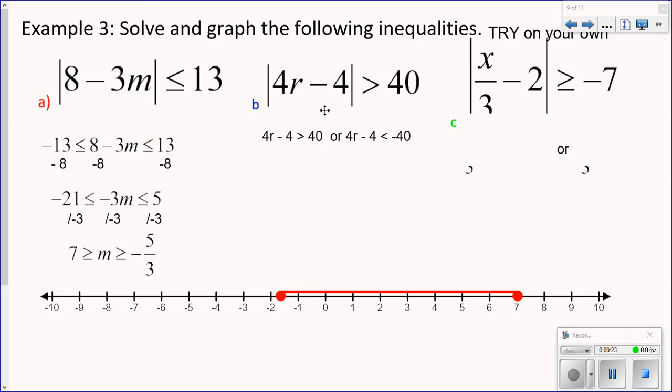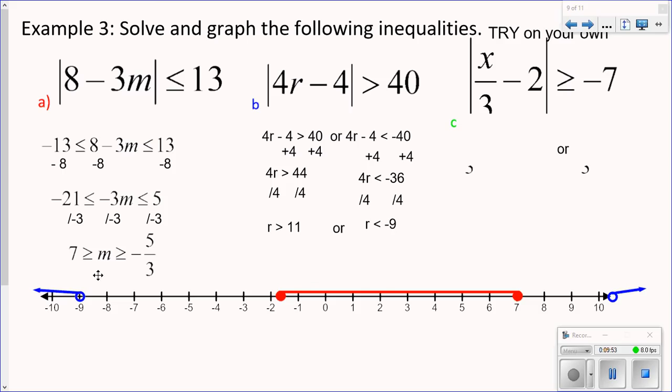Okay? So now to solve it, I'm going to add 4 to both sides here and here. So I get 4r is greater than 44, and 4r is less than negative 36. Divide everything by positive 4. We get r is greater than 11, or r is less than negative 9. Okay? So for this, I should have two separate inequalities. Greater than 11, which is way over here. There's 11. And less than negative 9, so way over here. Okay? Those are my two graphs.